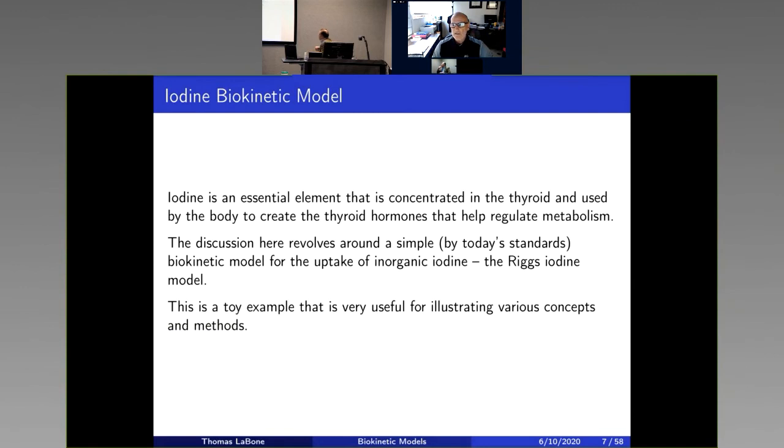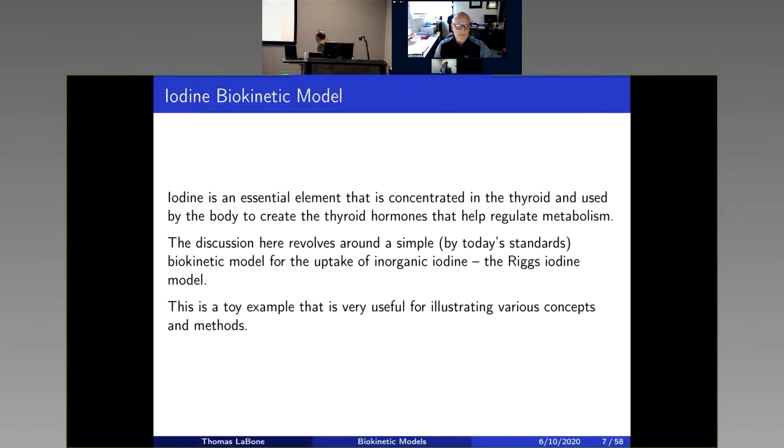We're going to talk about the iodine biokinetic model. Again, iodine is an essential element. It's concentrated in the thyroid. It's used to create thyroid hormones that regulate metabolism. So the discussion here revolves around a simple, by today's standards, biokinetic model for the uptake of inorganic iodine. This is the Riggs iodine model.